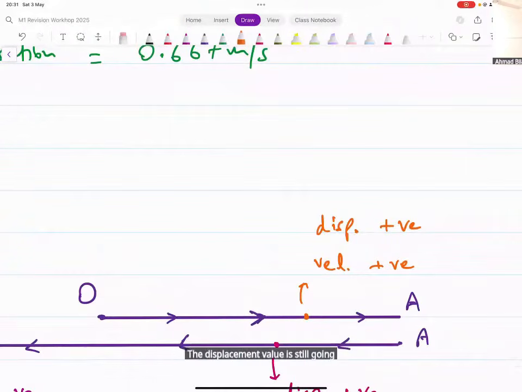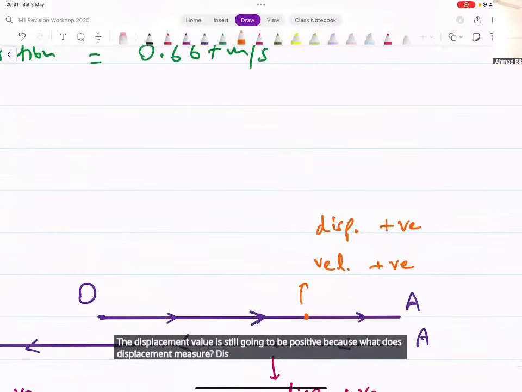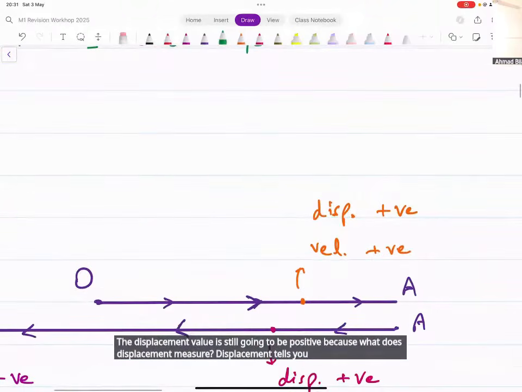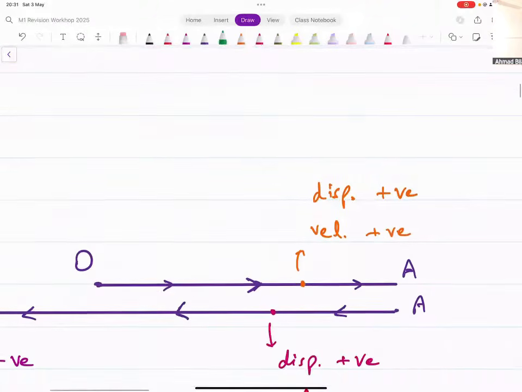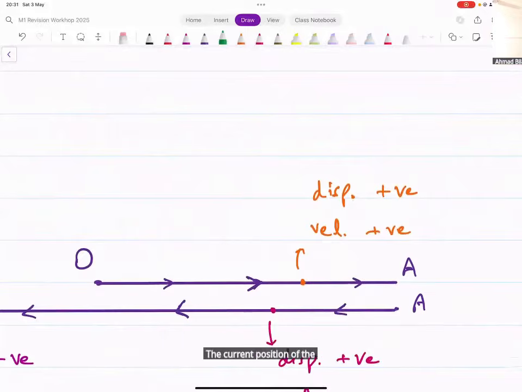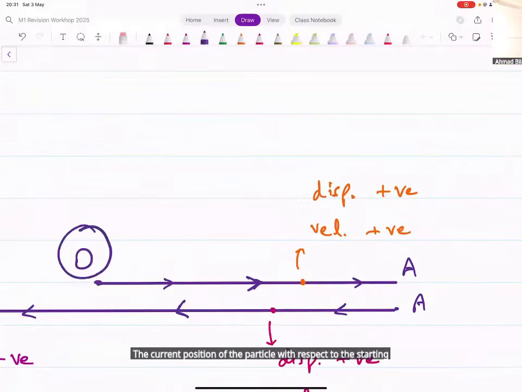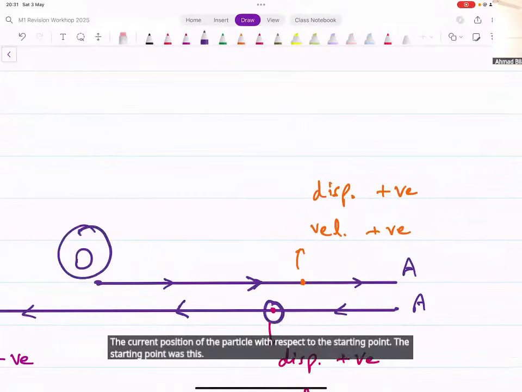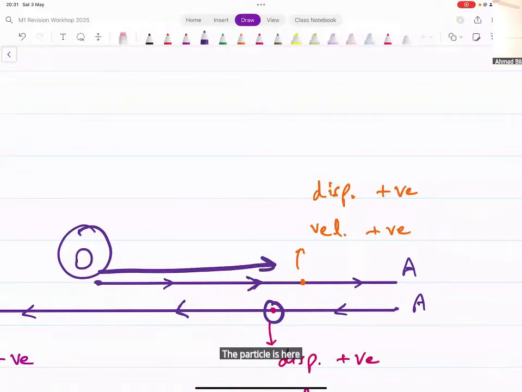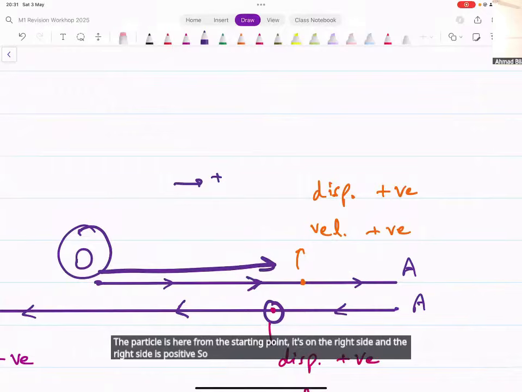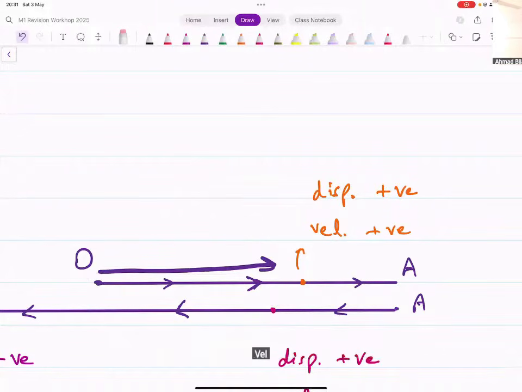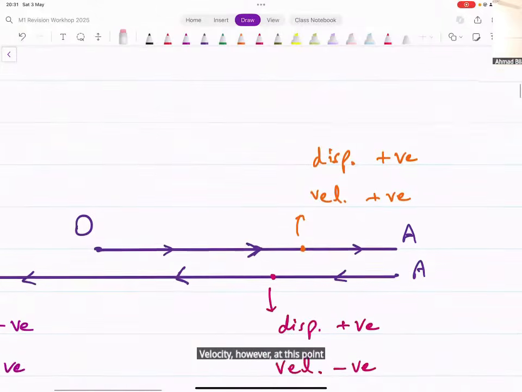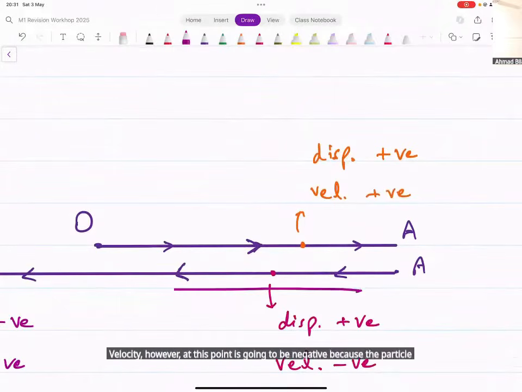what does displacement measure? Displacement tells you the current position of the particle with respect to the starting point. The starting point was this. The particle is here. From the starting point, it's on the right side, and the right side is positive. So displacement at this point is also positive.